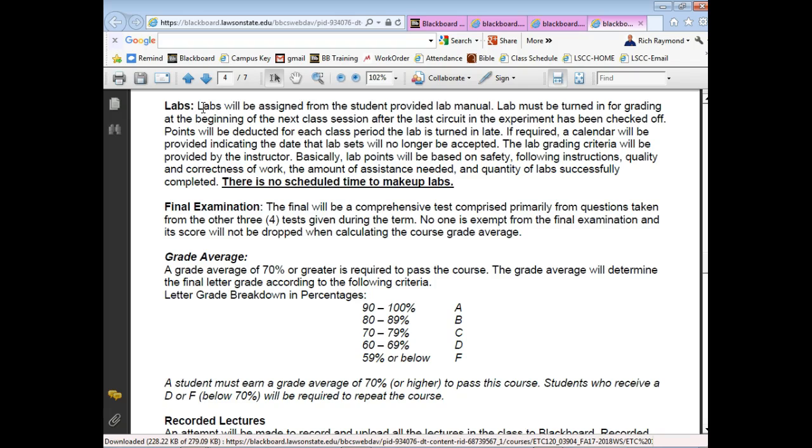And that gives you the ability to answer those at home, right? And then turn them in the next class. And if you don't turn them in the next class on that due date, we take off 10% of the lab grade for every day that it's late.